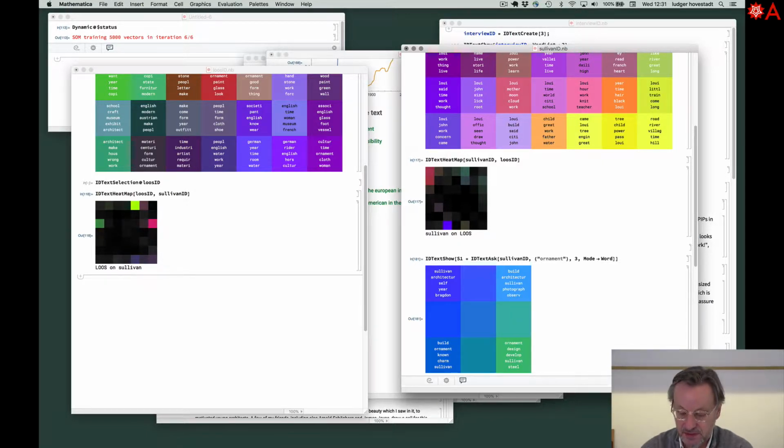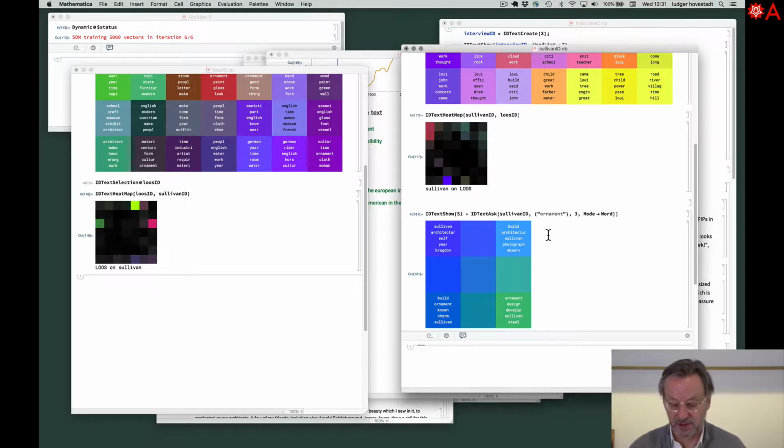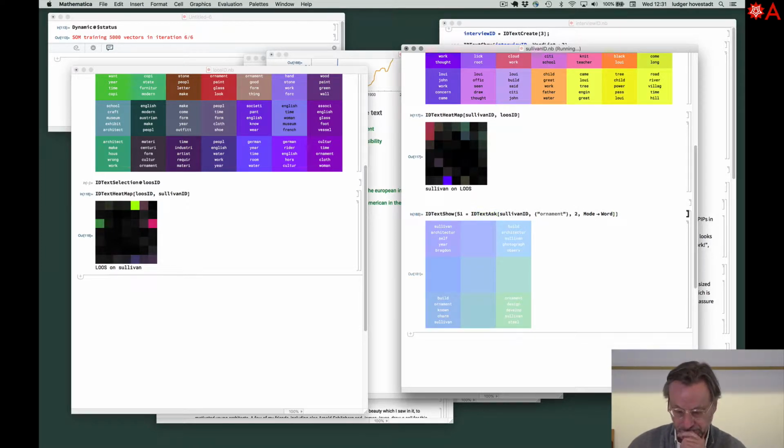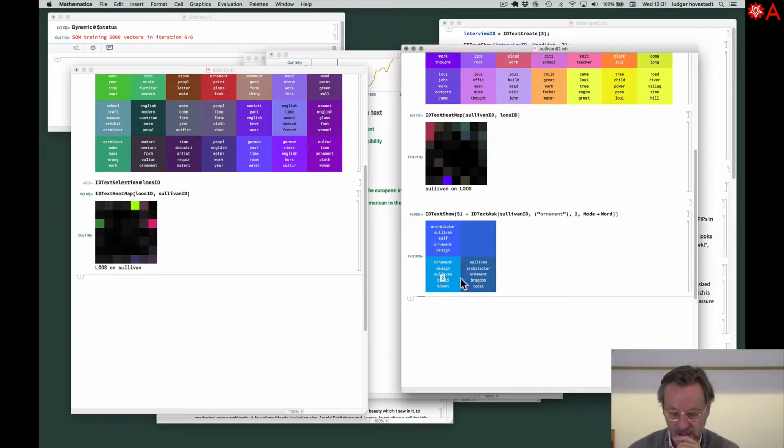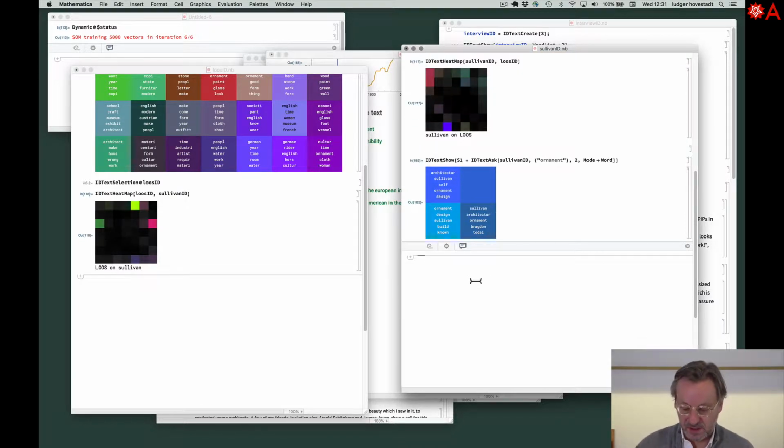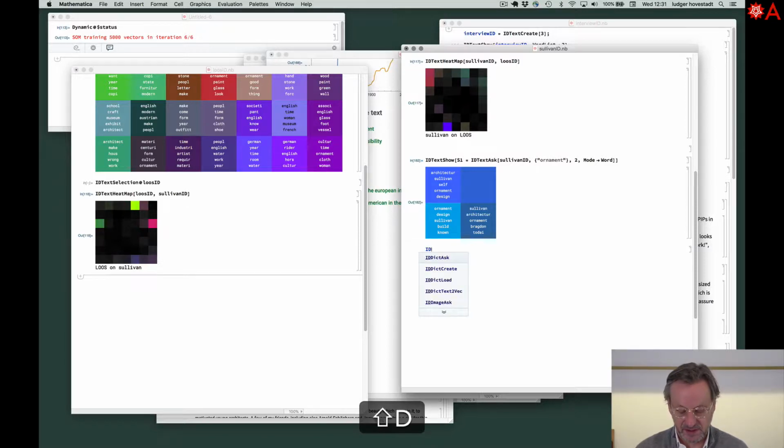So this is what Sullivan is talking about, the ornament. And you see, 1, 2, it's very few, so we make a smaller one. To get the citations, to get the actual paragraphs, we take this command of S1. So not Sullivan, but S1. If we select this, then we get this.